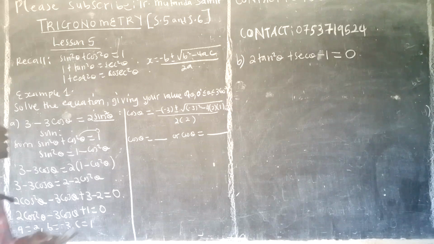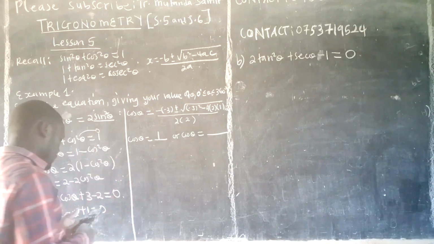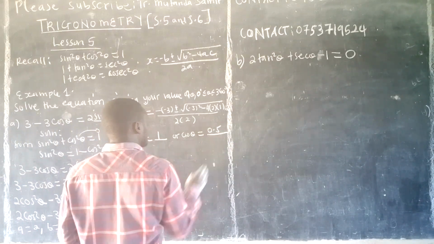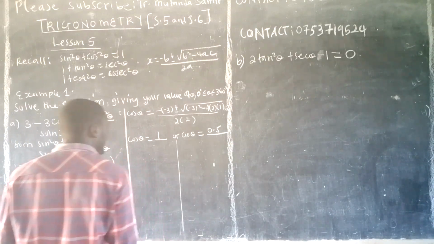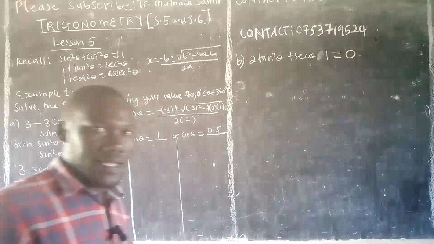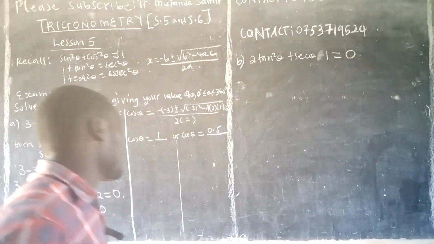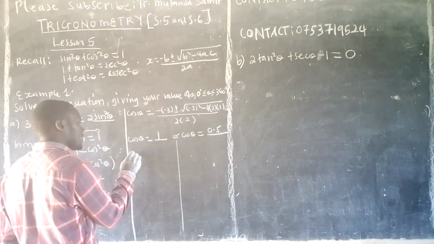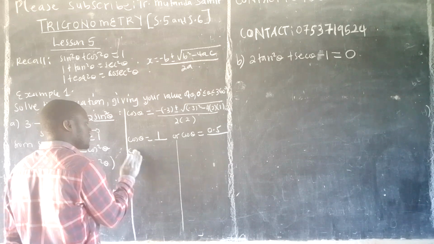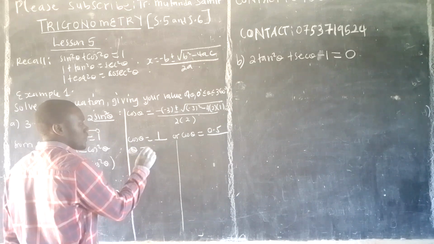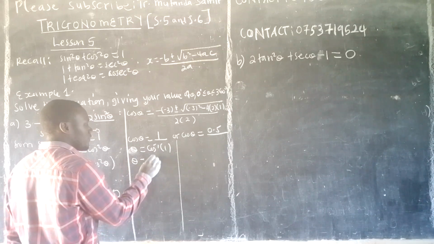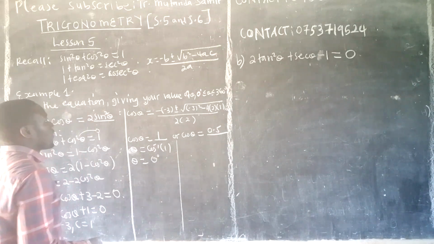So our first value of cos theta is 1, our second value is 0.5, and these all must give us answers. So let's go about that. This will now be cos theta, sorry, we take the inverse. Theta is equal to cos inverse of 1, so theta is equal to 0. Cos inverse of 1 is 0.